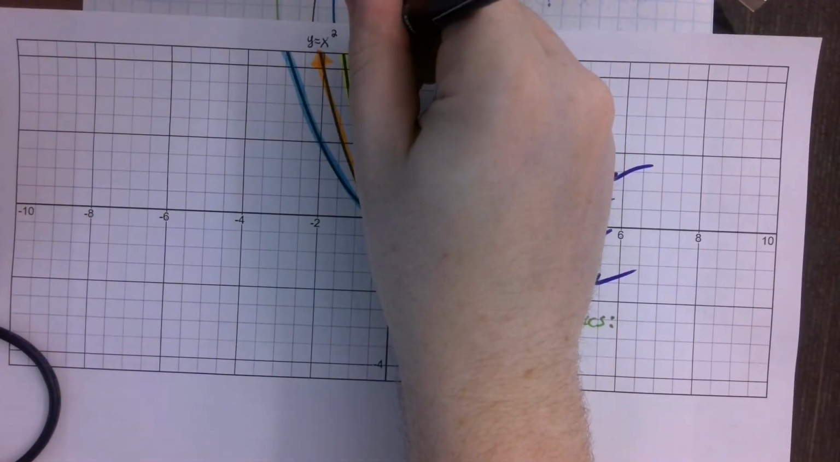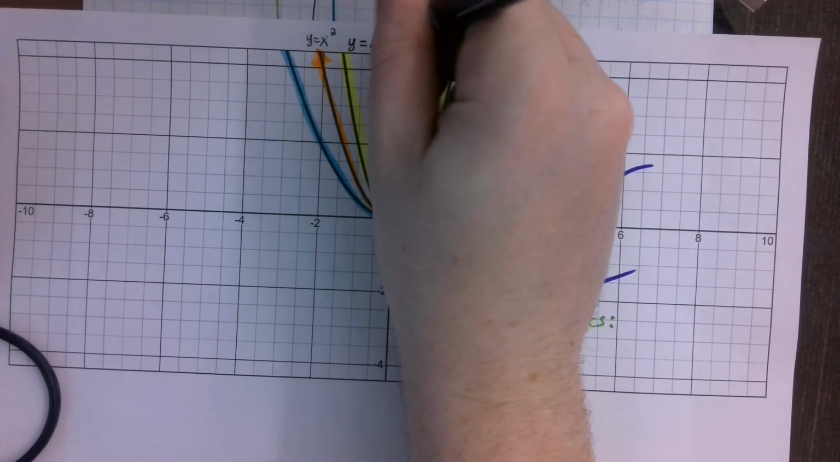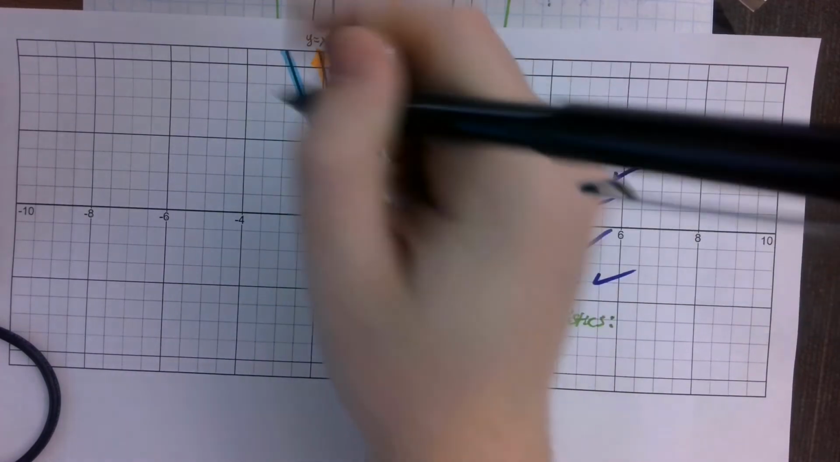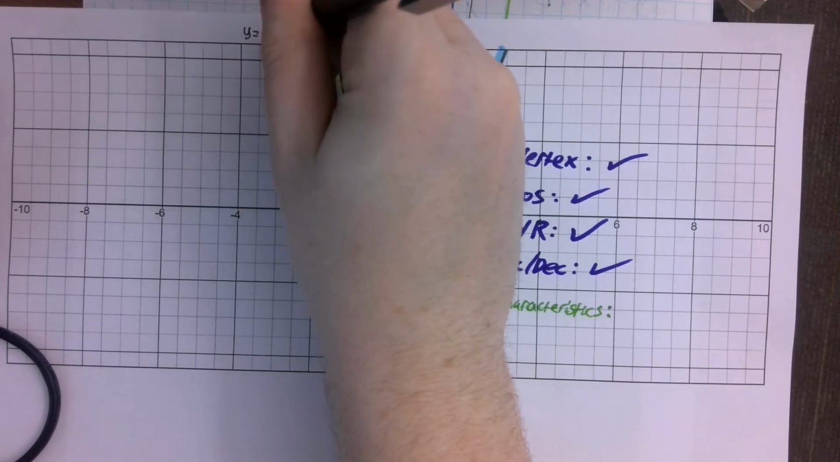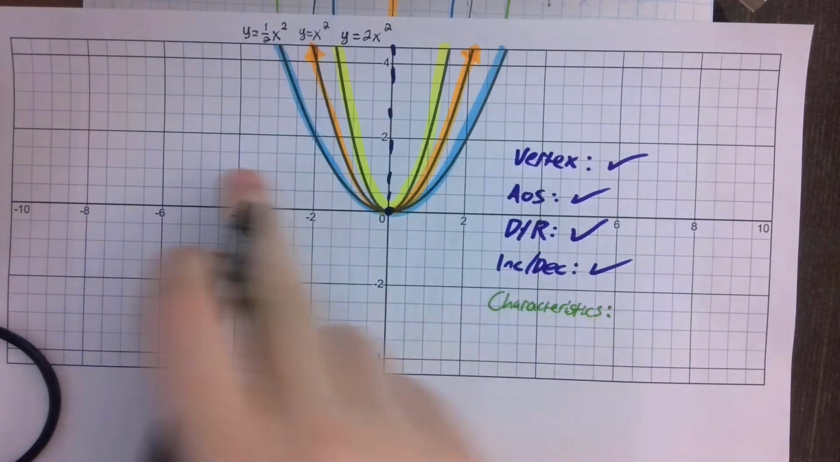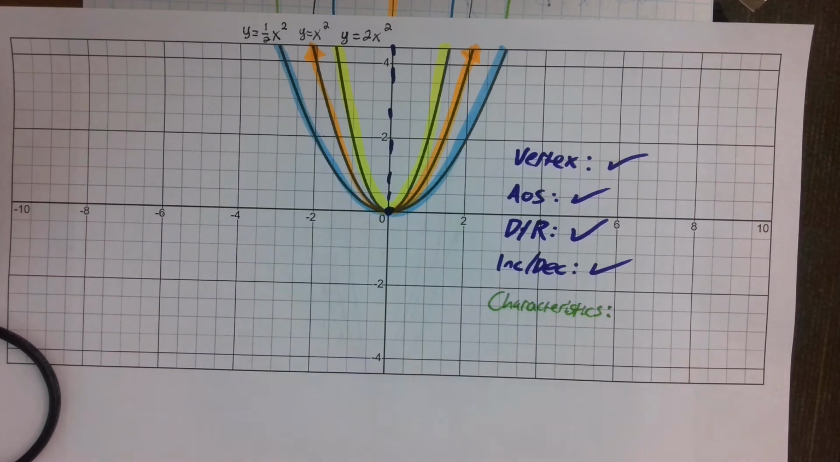But that parent function changed here by adding a 2 in front, or multiplying by 2, I should say, and here by multiplying by 1/2 in front. By transforming the parent function, you can get different versions of the graph. And this is where the characteristics come in.